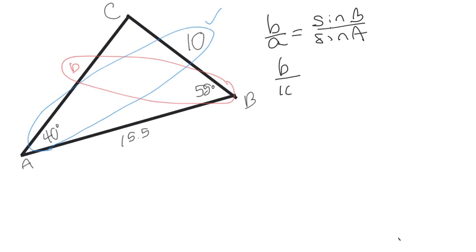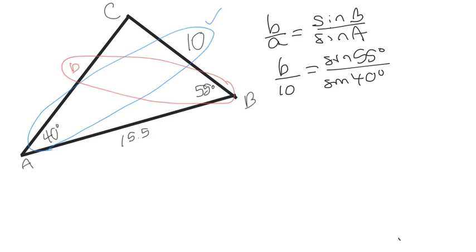I know that A is 10. I know that angle B is 55. And I know that angle A is 40 degrees. All right. So now at this point, what I should really do is figure out what my ratio is here. So for that I'll need a calculator, and I'm going to take the sine of 55 degrees and divide it by the sine of 40 degrees. Just give me a sec while I do that.